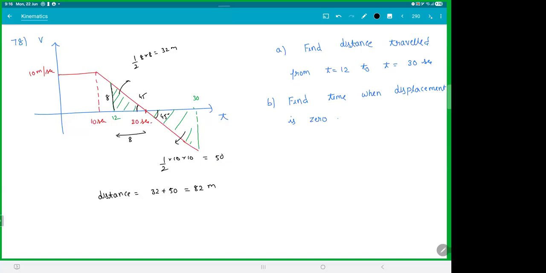What about the second part? Find the time when the displacement is 0. What do you mean by displacement is 0? Initially and finally the position is same. And what is displacement in a VT graph? Area under the curve. So if your positive area and the negative area are equal, then your displacement becomes 0. Right, Karthik?